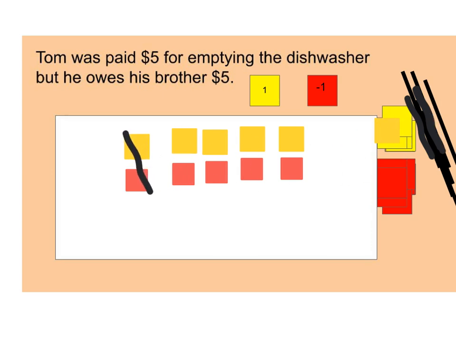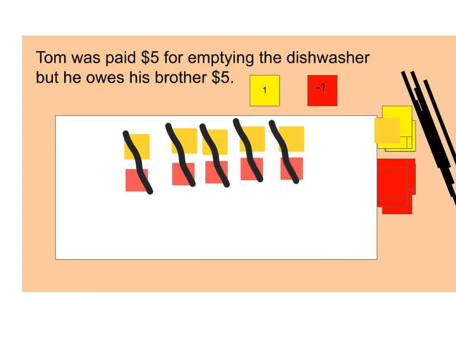So that one pair is gone. That's 0. This one is 0. This one is 0, etc. Until you'll notice we have nothing left. So what we notice here is that whenever we add a number and its opposite, we're going to have 0. They cancel each other out.